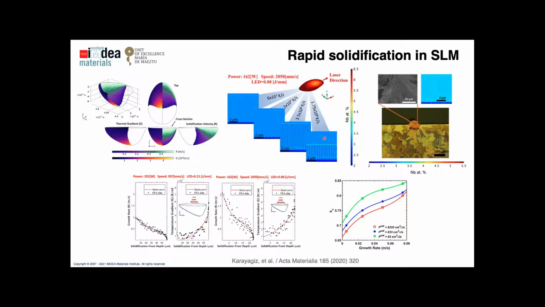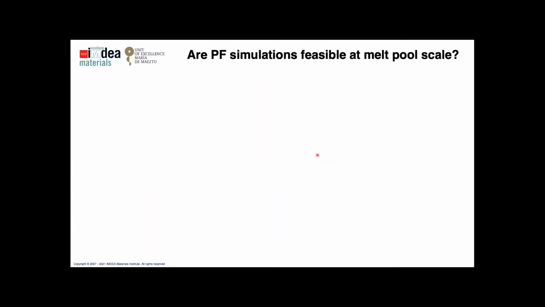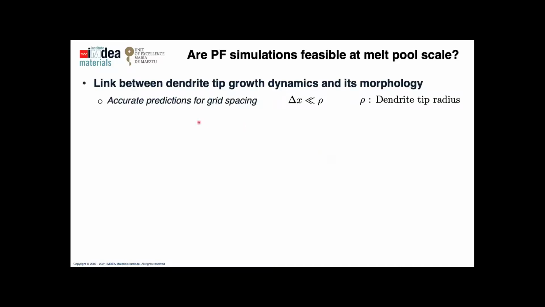Now let me comment on why all these models are limited in scale. Why do we have these micrometer square simulations? Why can't we go higher? And that relates to: are phase field simulations feasible at melt pool scale? Can we do that? Well, it relates to the link between the growth dynamics of the dendrite and its morphology. Essentially, if you want to have an accurate description of the growth kinetics of your dendrite tip, you need to have an accurate description of its morphology.